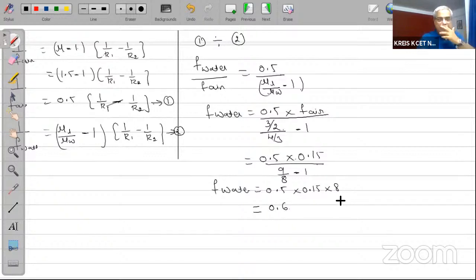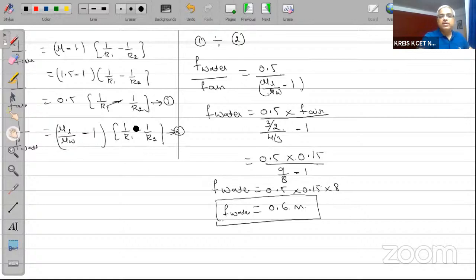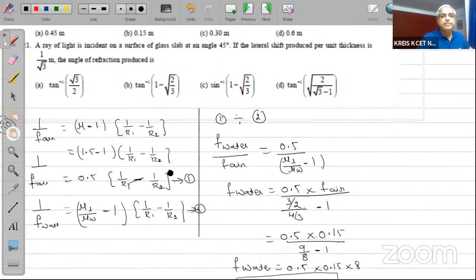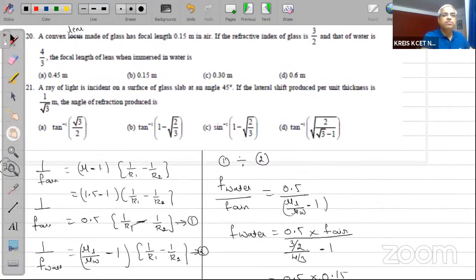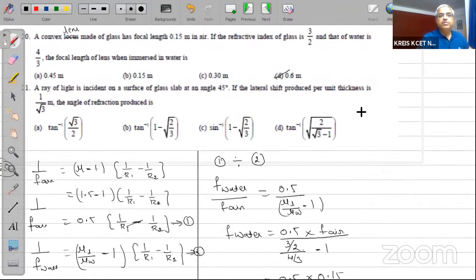Just do this and check the answer. You will get the focal length in water equal to 0.6 meter. You'll get this to be 0.6 meters. So the answer to this is 0.6 meter. So we have worked out up to 20.